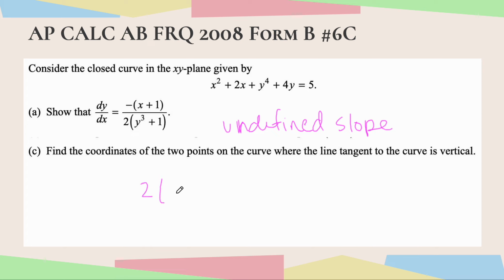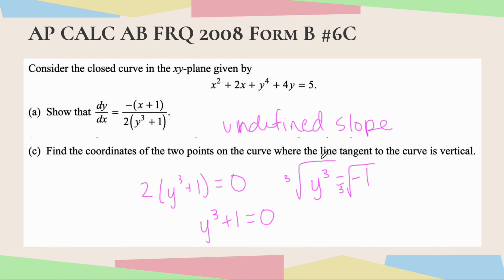So we have 2y cubed plus 1 equals 0. Dividing both sides by 2, we get y cubed plus 1 equals 0. Let's subtract our 1 over, getting y cubed equals -1. Now, once we take the cube root of both sides, we get y equals -1. Quick reminder there, you can take the odd root of a negative number. You cannot take the even root of a negative number unless you want to deal with imaginary numbers. But here we get the real number, -1.